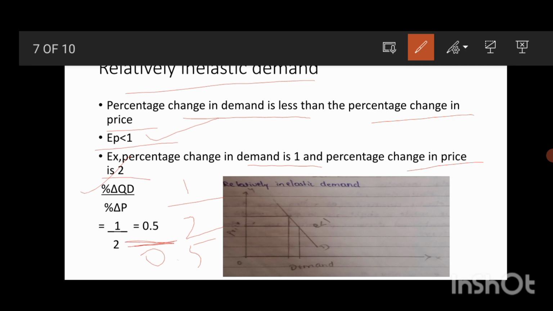You can see in this diagram, DD is the demand curve. Here you can see the downward sloping demand curve, which is steeper. Okay, it is steeper.